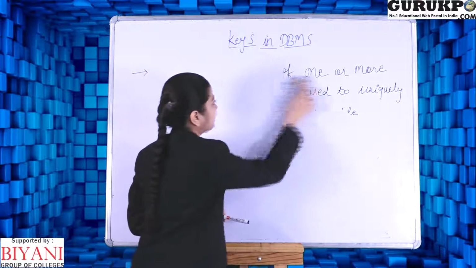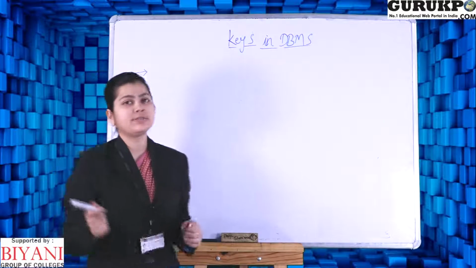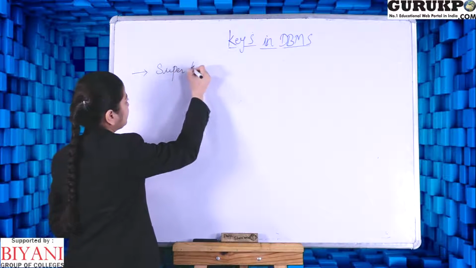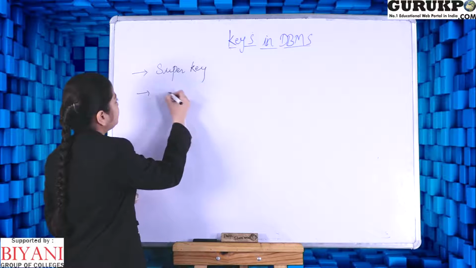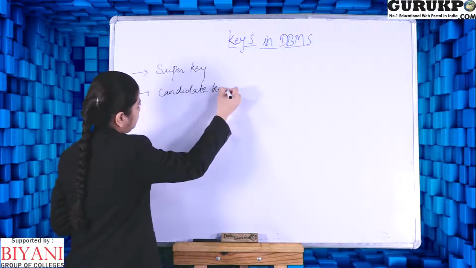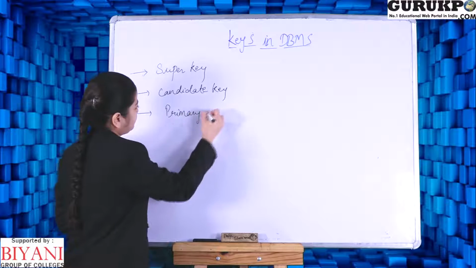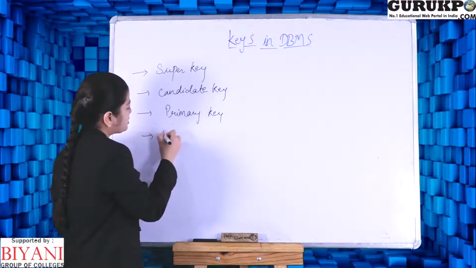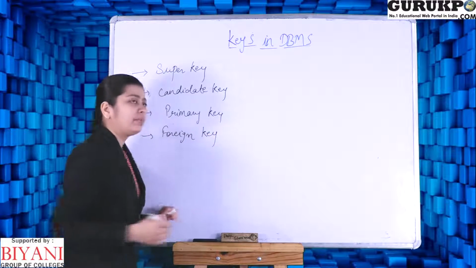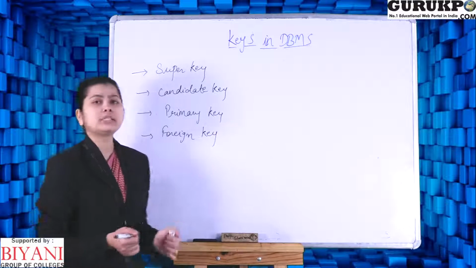Then we discuss what types of keys are available in our database. There are four types of keys we basically use: first, super key; second, candidate key; third, primary key; and fourth, foreign key. There are also various other types of keys available in a database, but generally we use these four.